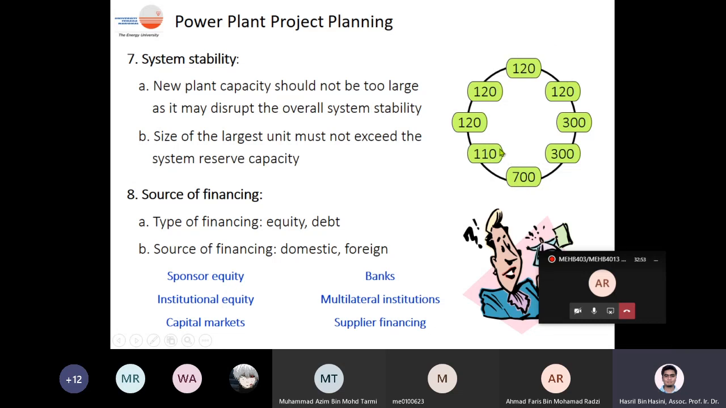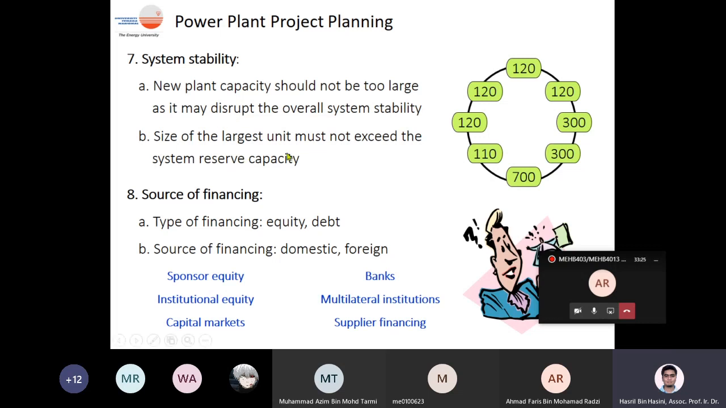Why do I say that it will affect? If all of these plants or units are operating normally, and then suddenly the 700 megawatt is forced to shut down, because the amount is considered high compared to the rest, it can cover maybe 2 or 3 plants at one go. So if this is down, the rest of the grid will collapse. Usually this is called the system stability.